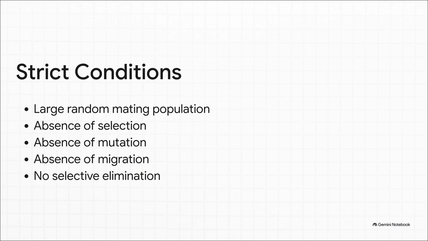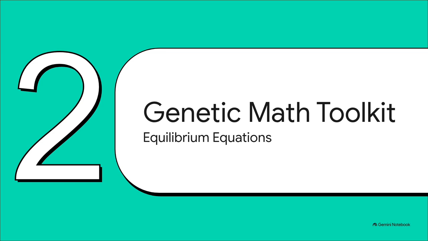But here's the catch. Hitting that pause button is remarkably difficult. This equilibrium is incredibly fragile. For a population to stay mathematically frozen, it requires some strictly enforced conditions. First, the population has to be large, and mating must be completely random. Second, there can be absolutely no natural selection. Third, no new mutations can enter the gene pool. Fourth, no migration. Nobody moving in, nobody moving out. And finally, there can't be any selective elimination of recessive homozygotes. If even one of these rules is broken, the equilibrium is completely shattered, the frequencies shift, and boom, you've got evolution. Let's move to part 2 and see how this builds.